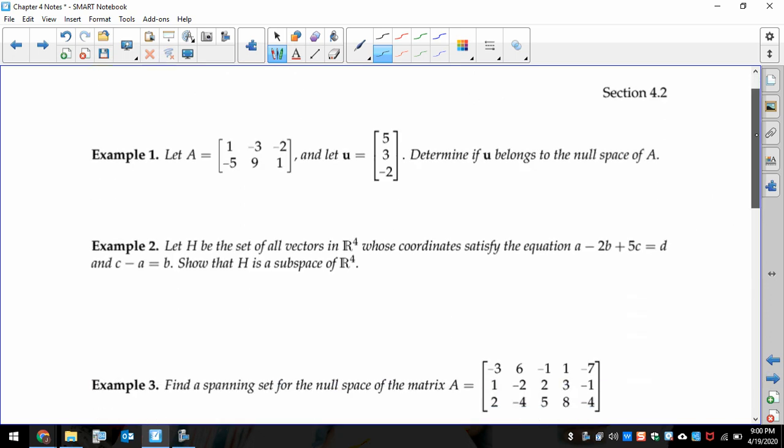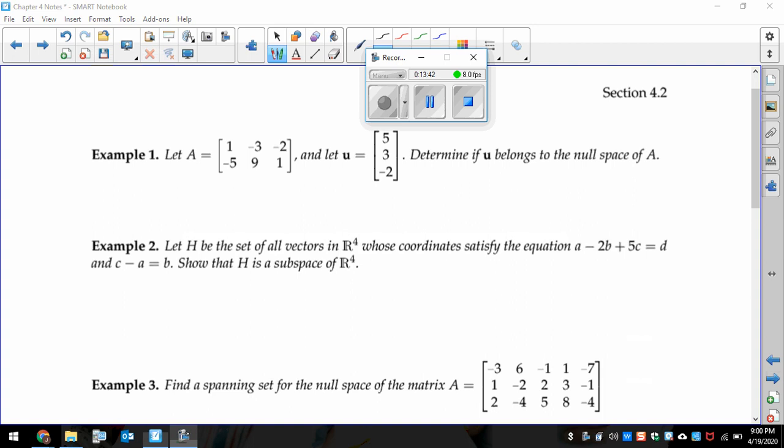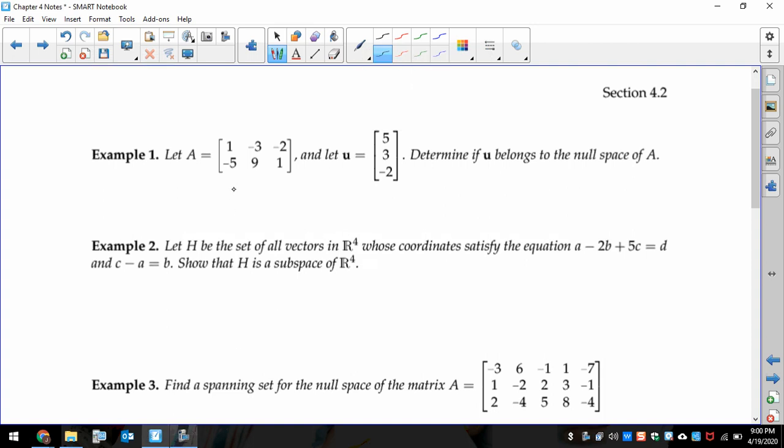Okay, I think we should get to some examples now. So let's go ahead and start here with example 1. We've got A is a 2 by 3 matrix, and U here is a 3 by 1. It says determine if U belongs to the null space of A. So let's take their product and see if it's 0. If it's 0, then yes, it's in the null space.